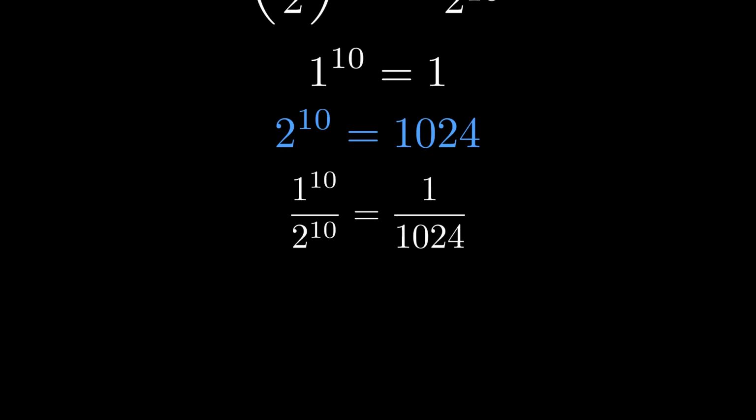Now we combine our results. The fraction remaining is 1 over 1024. And we solved our problem.